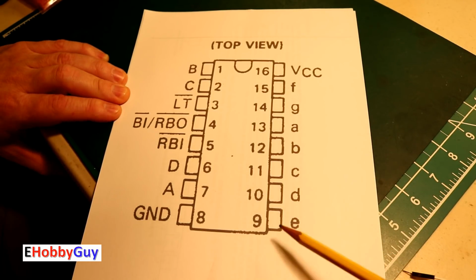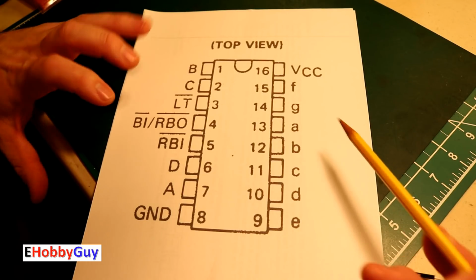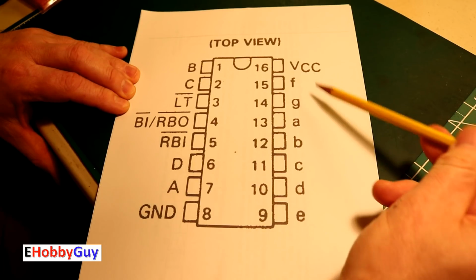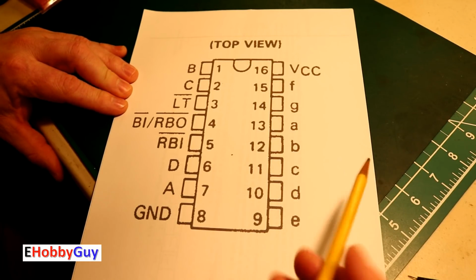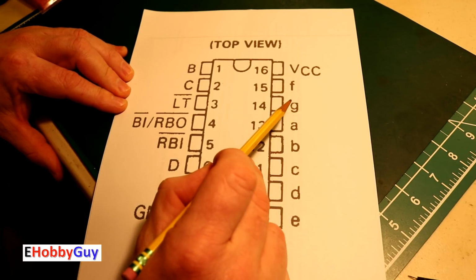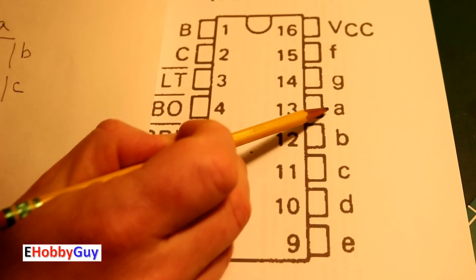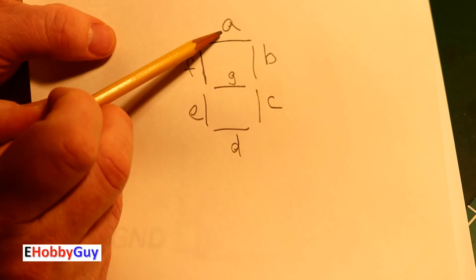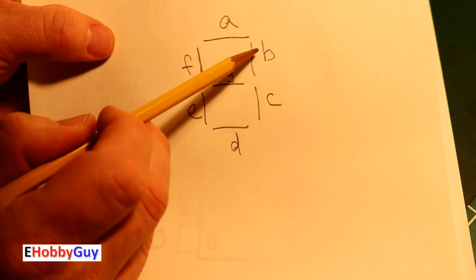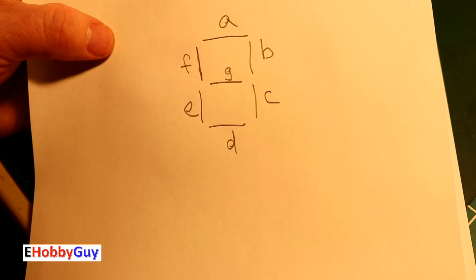We have the outputs all on one side, which is nice and convenient, especially for breadboarding. We have the outputs A, B, C, D, E, F, and G, of course. 7-segment displays are very clearly labeled from A to G in this configuration. And so the output here, A, is going to go into the pin on the 7-segment display for the A, this top LED, and so on. B would go in here, C, D, E, F, and then G in the middle.